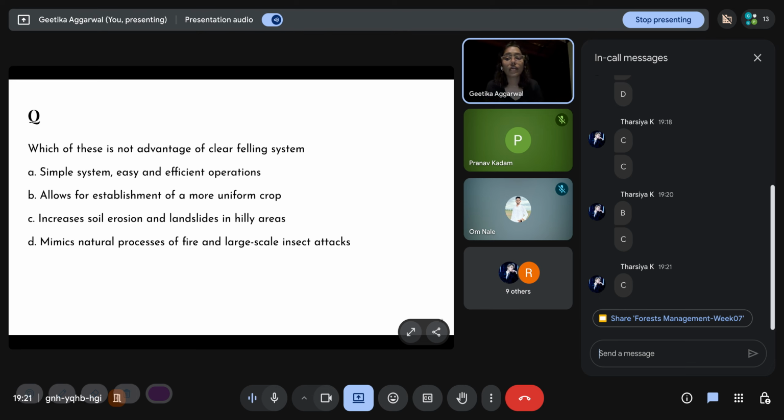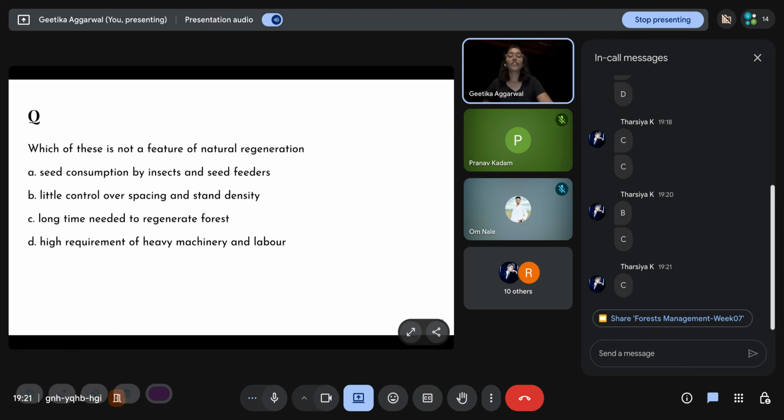Yes, again, very good. Basically, clear felling can lead to an increase of soil erosion and landslides in hilly areas because you're clearing out the entire vegetation and the land is left fallow. There's nothing left but soil in that area. So it's a lot of loose soil without any trees to bind it together, so it can lead to a lot of erosion and landslides. That's not an advantage.